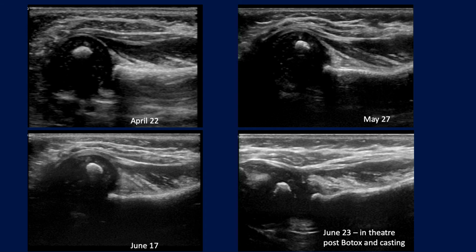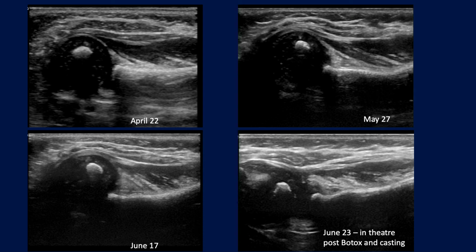The child then went to theater for a Botox injection into the opposing muscles and casting in external rotation. We were able to perform the ultrasound following Botox injection and placement of the cast, showing much improved position of the humeral head within the glenoid.